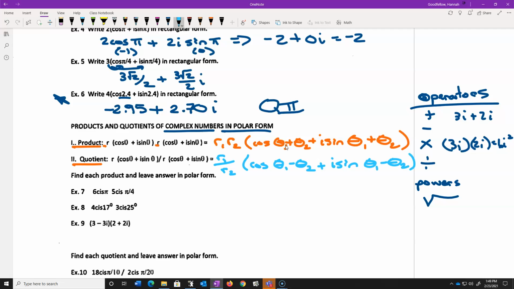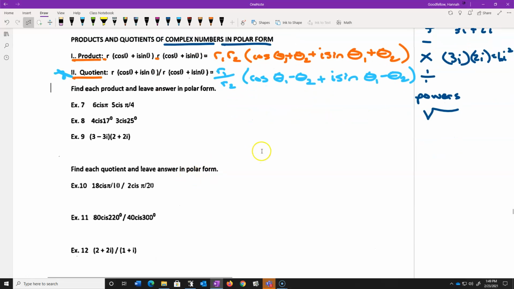Now, be very careful of the subtraction one for quotients. Make sure that you're subtracting the first one minus the second one, so it is possible for you to get a negative answer for theta. That's totally reasonable. We don't care about that. So if I was going to just do some products and some quotients, this is what they basically look like.